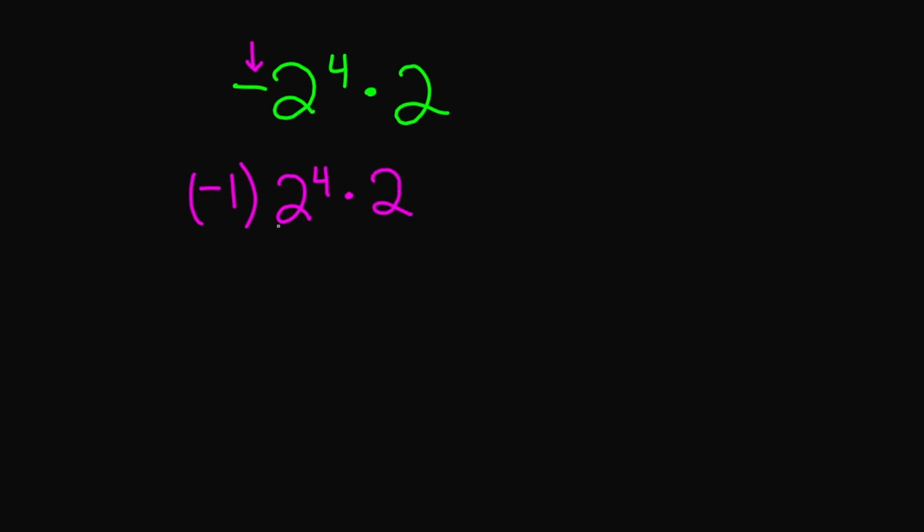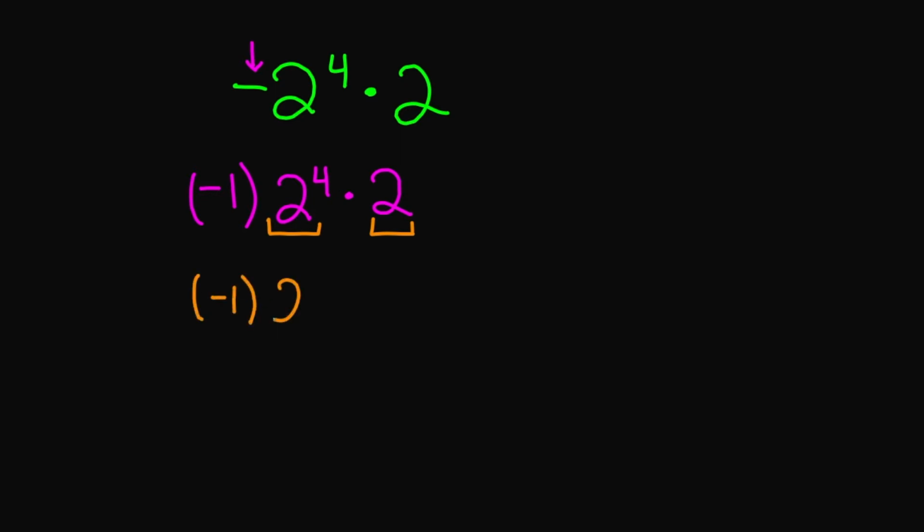What about negative 2 to the 4th times 2? Notice here I have a negative 2 and a 2. Because I have this negative 2 out here, I can pull out this negative 1 and put it out in the front and just leave it alone for now. So then I have negative 1, 2 to the 4th times 2. Now my bases are the same. I can go ahead and add my exponents. So I'm going to leave this negative 1 alone for now.